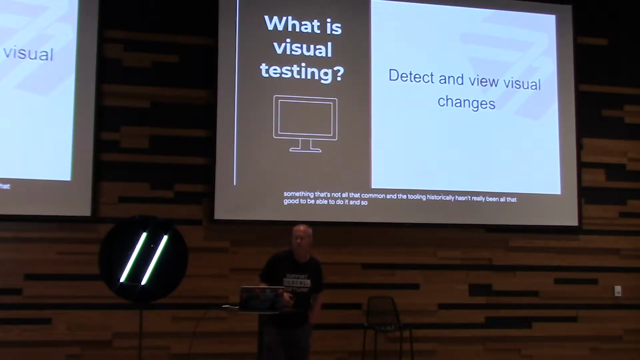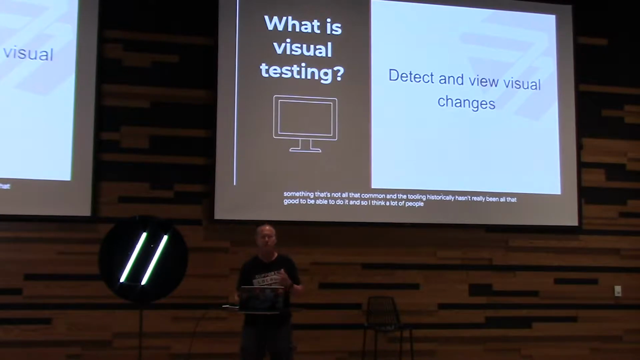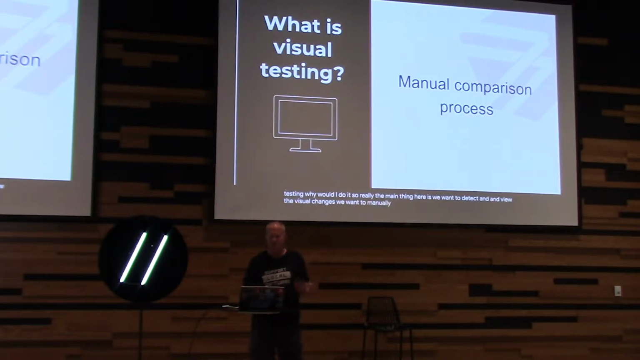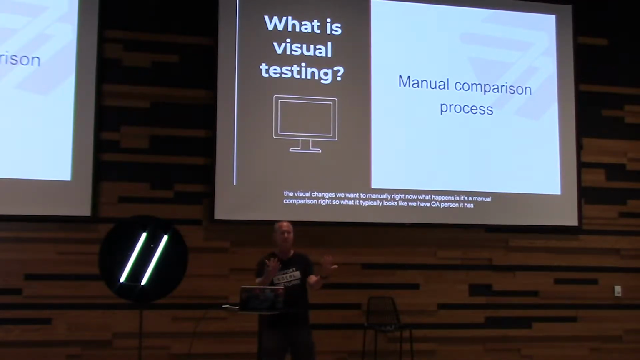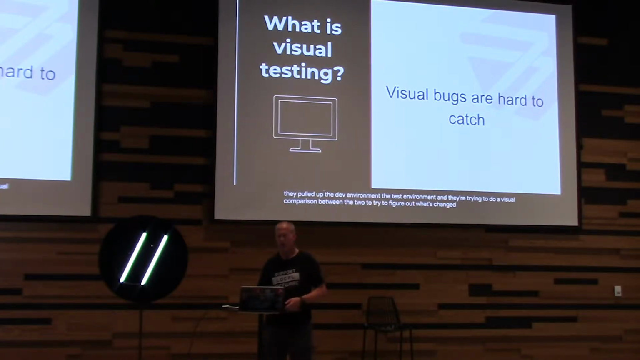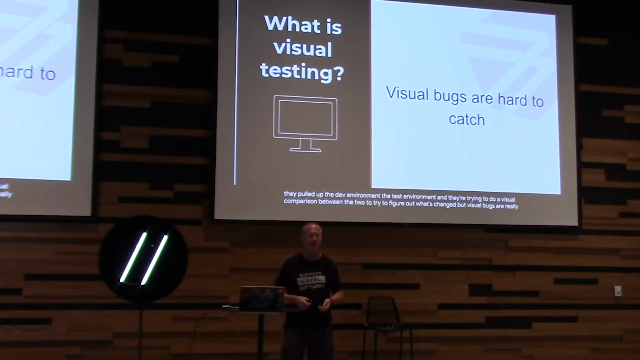And so I think a lot of people want to know, what is visual testing? Why would I do it? Really the main thing here is we want to detect and view the visual changes. Right now what happens is it's a manual comparison. What it typically looks like is we have a QA person that has two monitors, and they pull up the dev environment and the test environment, and they're trying to do a visual comparison between the two to figure out what's changed. But visual bugs are really hard to catch.